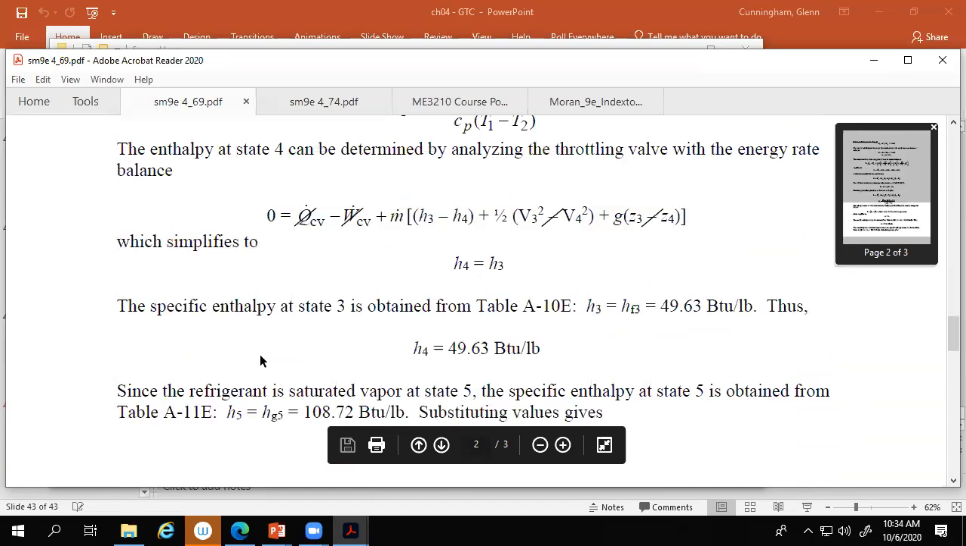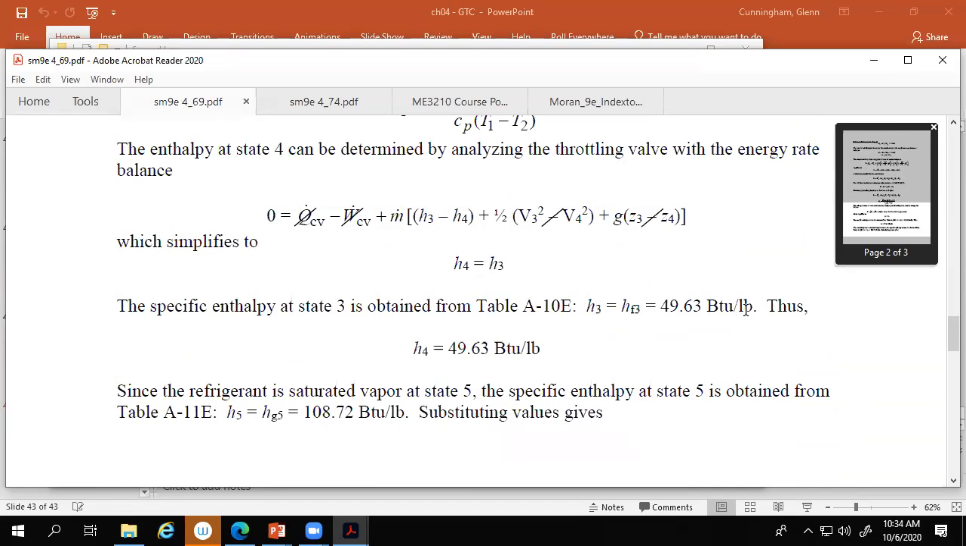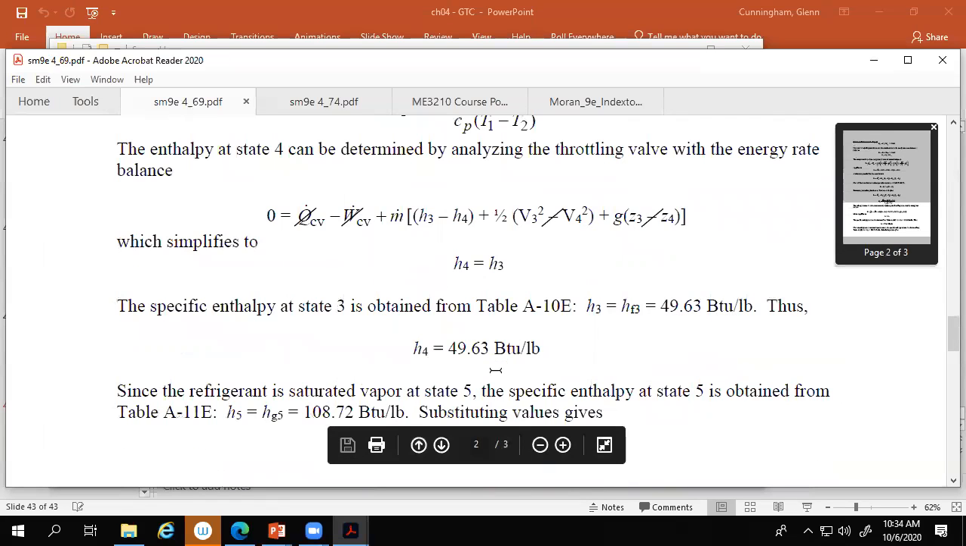So H3, 49.63 BTUs per pound. And please, as you study, go verify these. Verify them enough times so that you're really sure that you can find the right one. Okay.